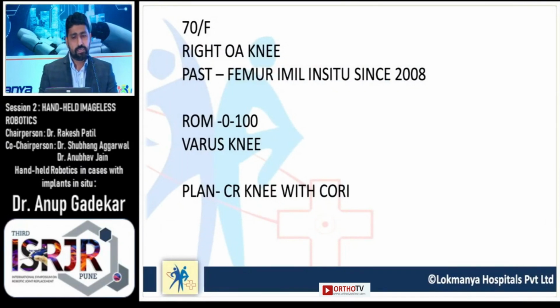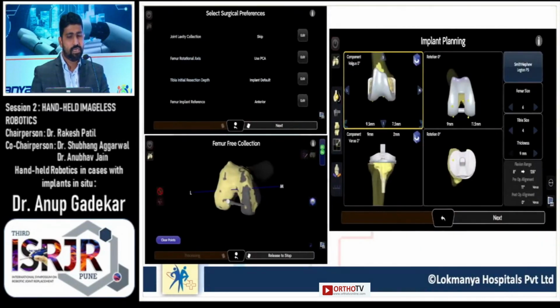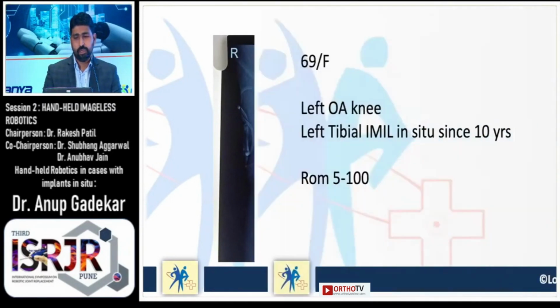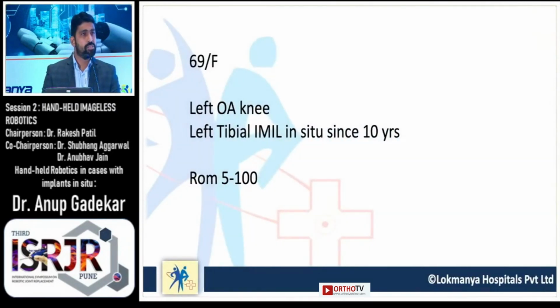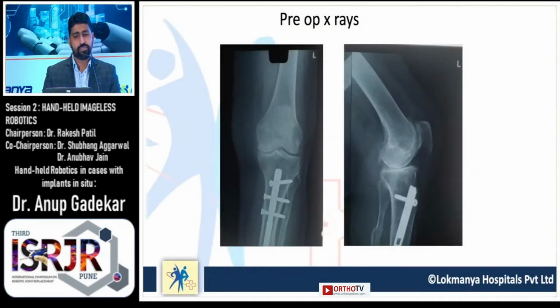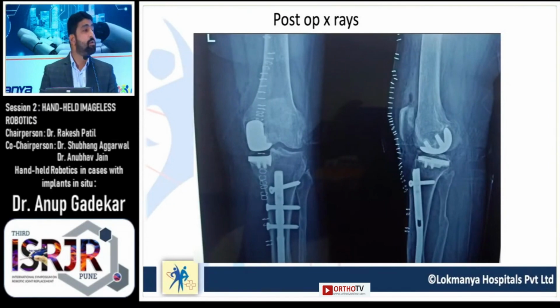This is another case where a femur interlocking nail was present since 2008, and again we see the tip of the nail is very low, so putting in a PS knee was out of the question. So we went ahead with a CR knee, and this is the post-op X-ray. Now another case where the hardware was on the tibial side and had been there for 10 years, and we can see the lateral compartment is fairly good. So we went ahead with a medial compartment unicompartmental knee in this case.